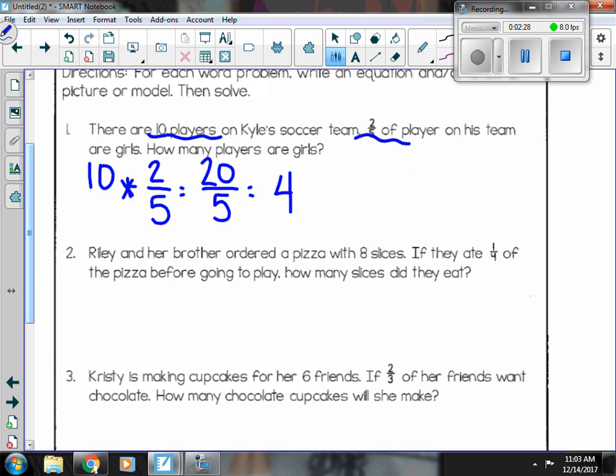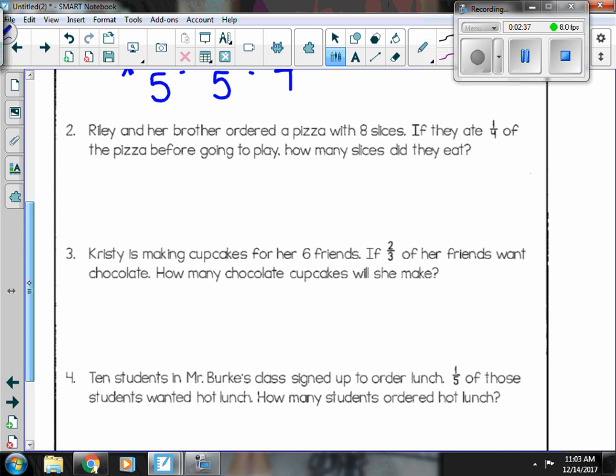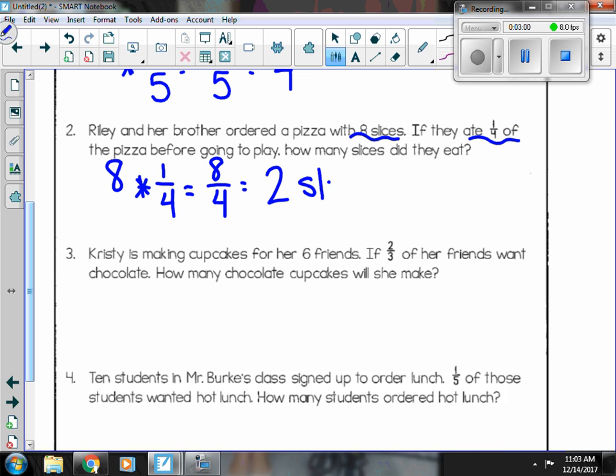Okay. If I wanted 1/5, I would divide 10 divided by 5, and that's 2. And since I want 2 groups of them, I have 2 and 4. Riley and her brother ordered a pizza with 8 slices. They ate 1/4 of the pizza before going to play. How many slices did they eat? Well, since I'm multiplying by 1, it's 8/4. So really I'm dividing. How many times does 4 go into 8? They ate 2 slices.